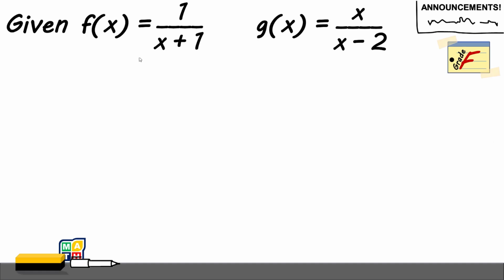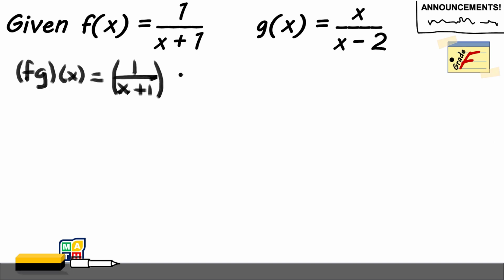Let's start with this expression. You have (fg)(x). When you see expressions like this, you are to multiply the two functions. So our f of x is given as 1 over x plus 1. You could always use parentheses here to denote multiplication. And for your g of x, you have x over x minus 2.